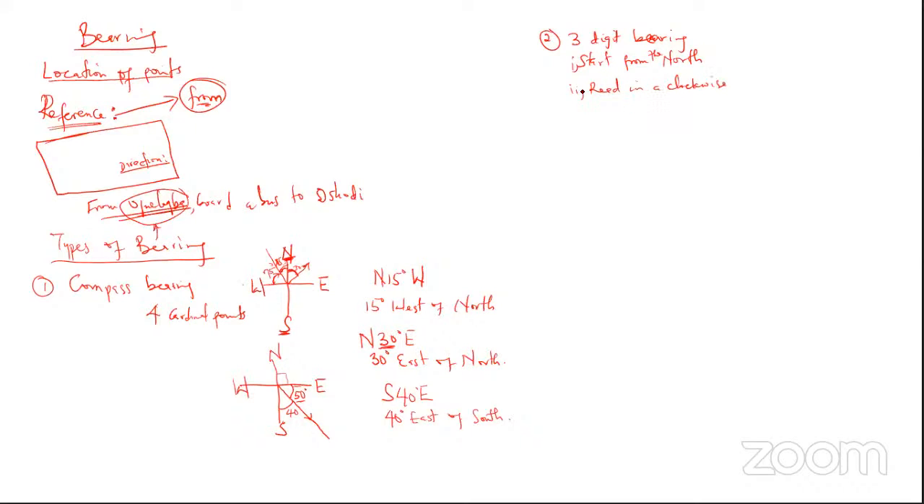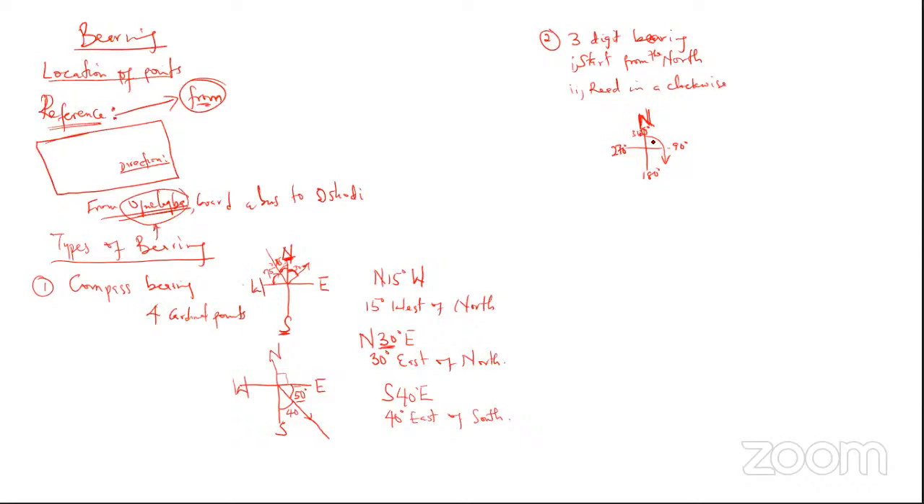So how do I mean? It means you start from the north, and you read your angle in a clockwise manner, the way our clock works. So this is still the north, and this is 0 degrees. Up to this is 90 degrees. Up to this is 180 degrees. Up to this is 270 degrees. And up to this back is 360 degrees.